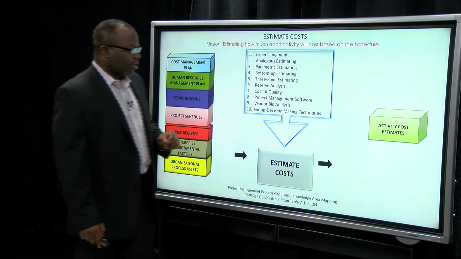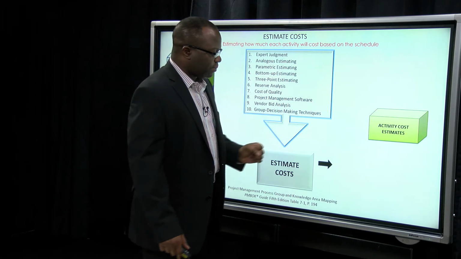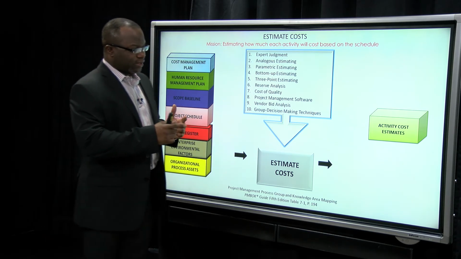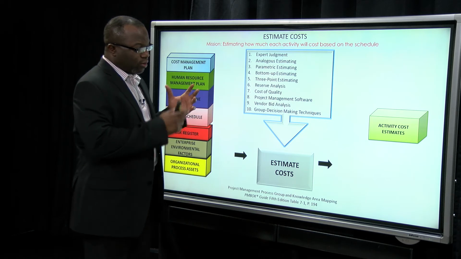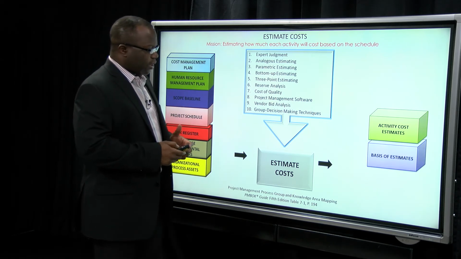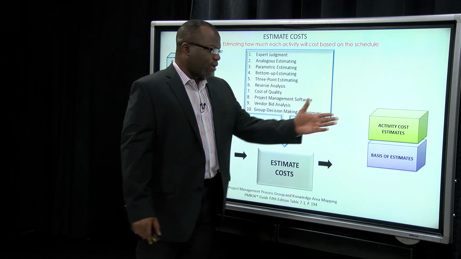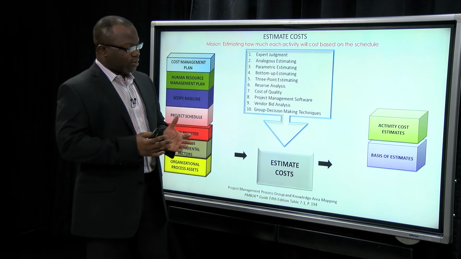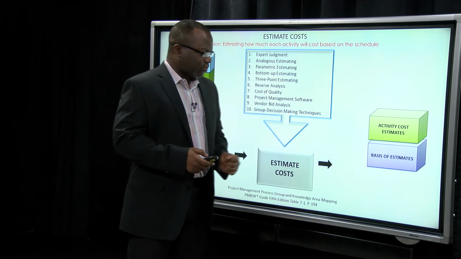The outputs, we've got our activity cost estimates, the actual estimates. Remember, these are estimates for the activities. We will still need to roll all of those activity costs up to a higher level. We've got basis of estimates. So as we come out with our estimates, we need to have some facts as to how or why we came up with the estimates we did.